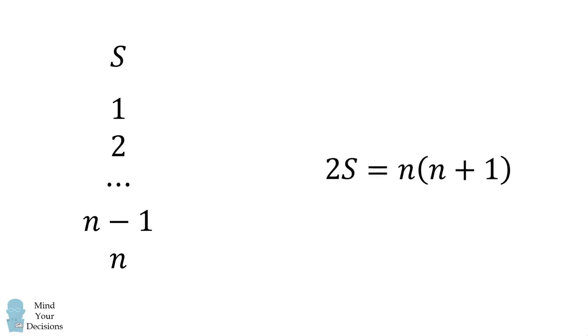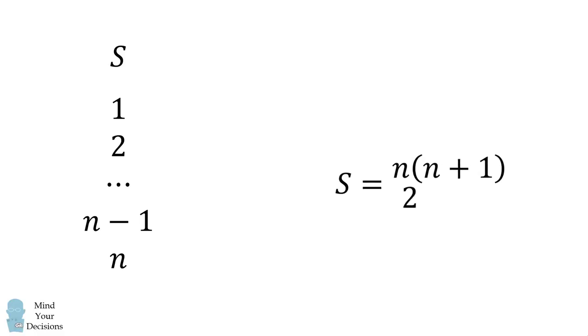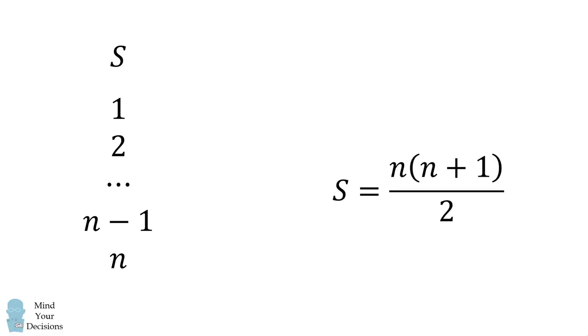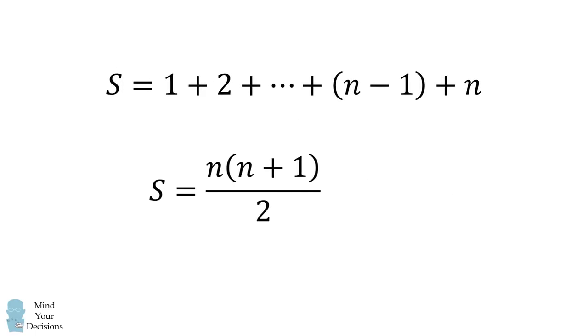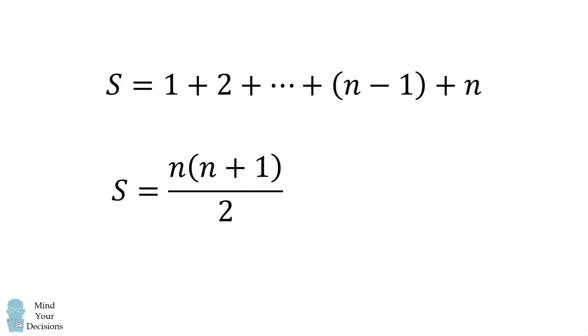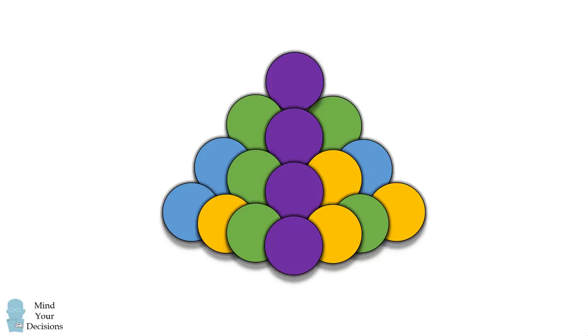We can then solve for S by dividing both sides by 2. S is equal to n multiplied by n plus 1 all over 2. And that's the value for the sum of the integers from 1 to n. We'll now solve our problem. It will help to work with a 3D model. We'll first inspect the very bottom layer of this model.